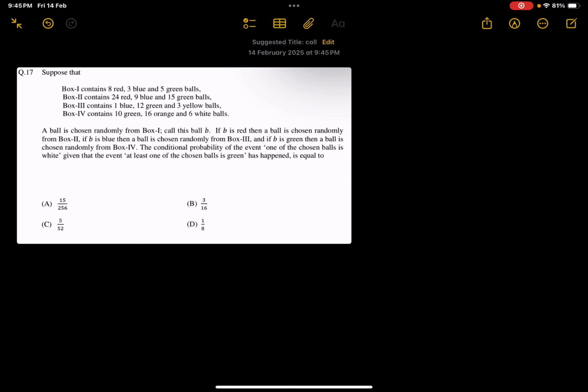This is a nice one from probability. So the concept used here is probability. What we are asked is the probability of having a white ball given we had a green ball. W denotes the event of a white ball, G is the event of a green ball.